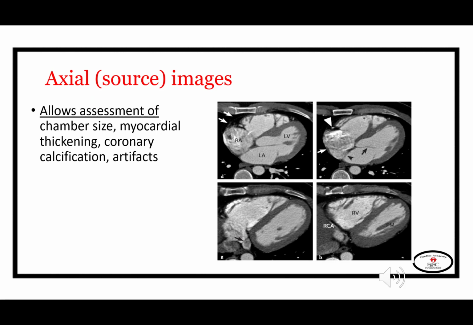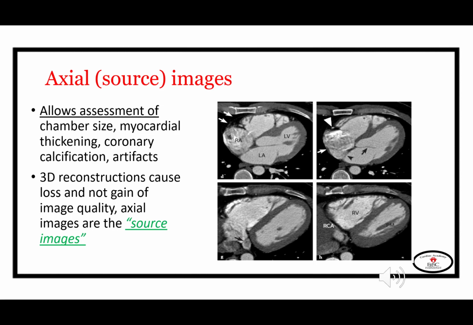The axial images are called the source images because these are the images that come out of the machine and from which we do all the reconstructions. It is important to start by checking for artifacts, whether cardiac motion or respiratory motion artifacts, and the presence of dense calcification. We can also use them to estimate the chamber sizes, presence of myocardial thickening, or any congenital defects.